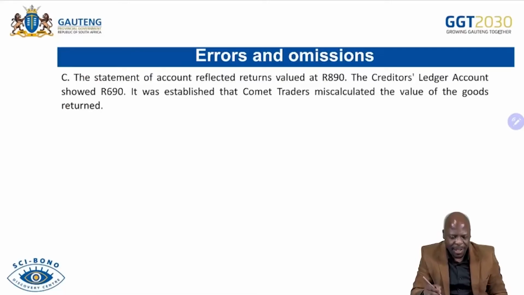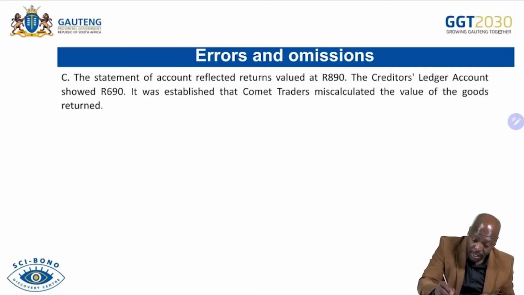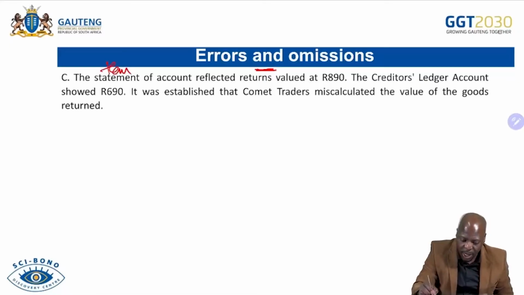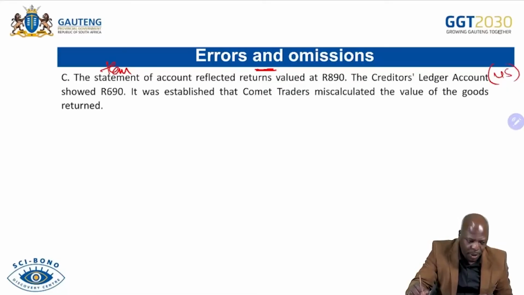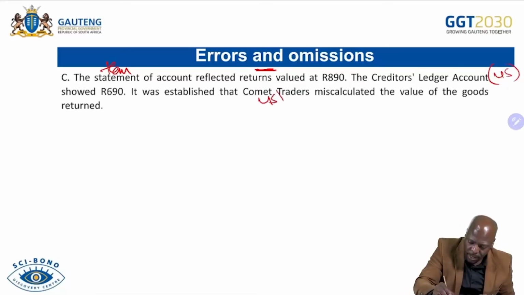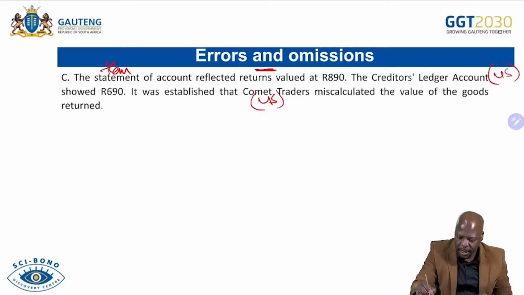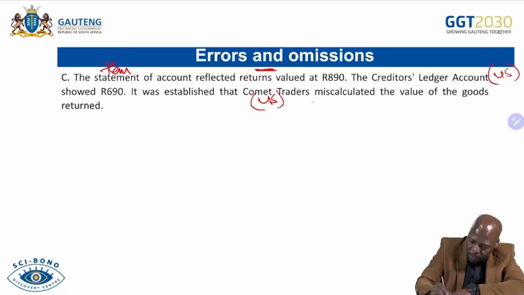The next one says, the statement of account reflected returns valued at 890. Statement of account. Okay. The statement is by them. Remember, reflected returns. Returns is minus 890. The creditors ledger account showed 690. This is us now. The creditors ledger, which is us, showed 690. It was established that Comet Traders, who's Comet Traders? Comet is us. It was discovered that we miscalculated the value of the goods returned. Okay, so on the statement, how much is it on the statement? It is 890.